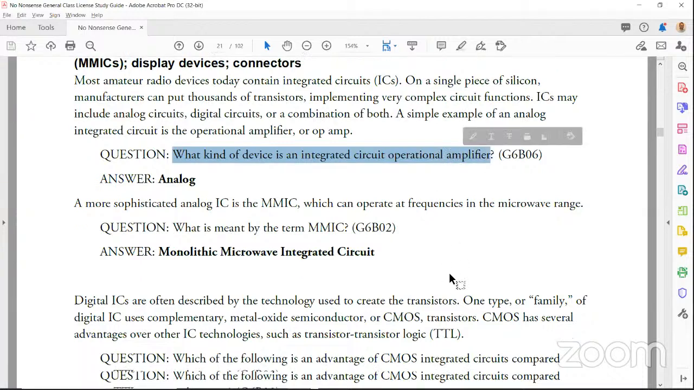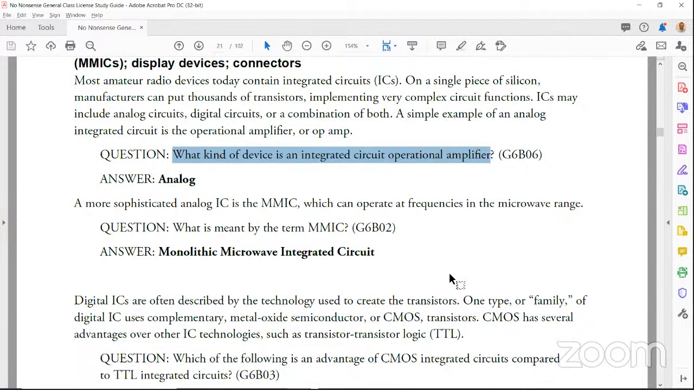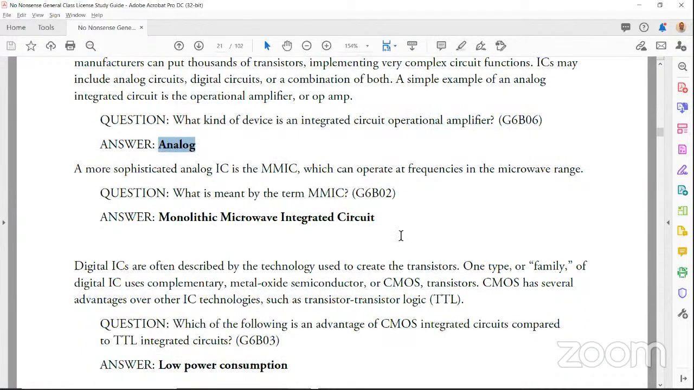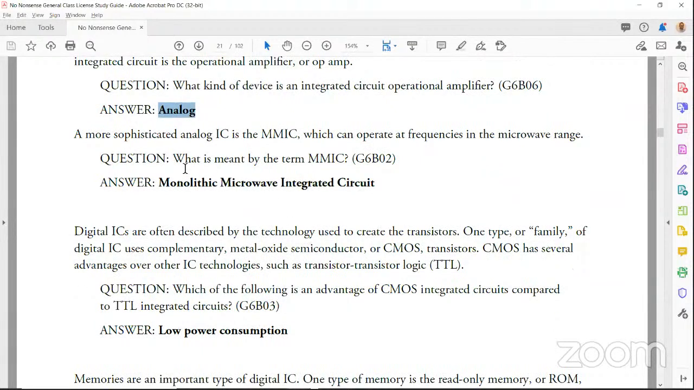Next question in the question pool. What kind of device is an integrated circuit operational amplifier, also called an op amp? So they're asking us what kind. They're really asking us, is it an analog or a digital type of device? We learned last class that op amps, or the IC, the integrated circuit that is called an operational amplifier, is indeed an analog device. It's as straightforward as that.